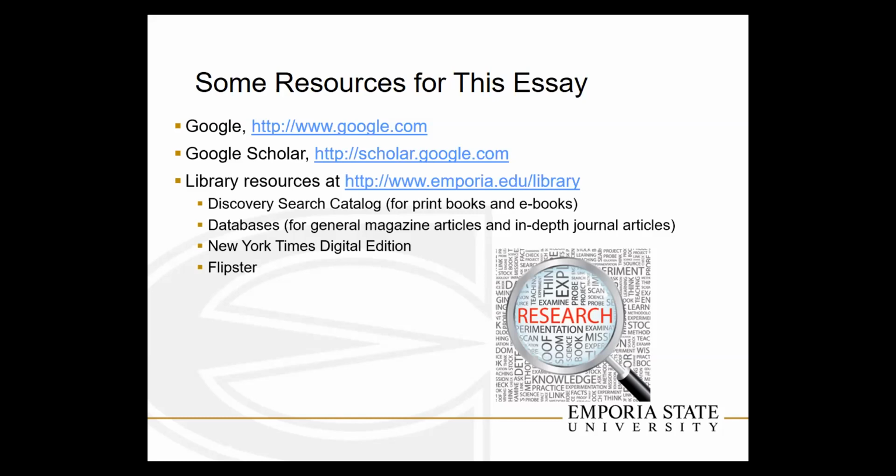We're also going to be looking at something called databases, which again, you may have used for different assignments or in different schools. Databases can be great information for general magazine articles and in-depth journal articles. And then, as promised, I'm also going to show you how to use the New York Times Digital Edition and Flipster to find more current articles and more current information. Again, if you're brainstorming for a topic for this essay, those can be really useful.